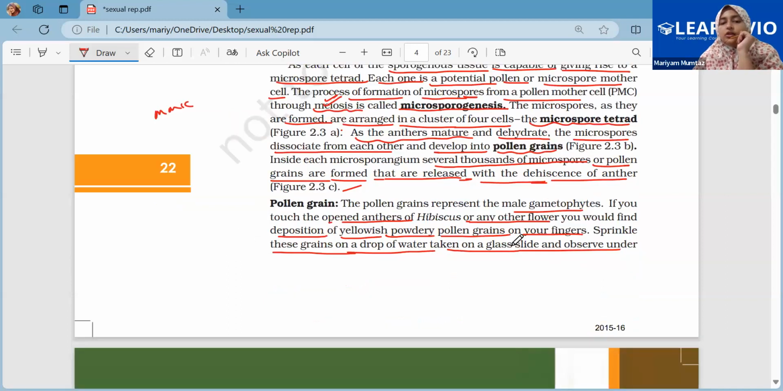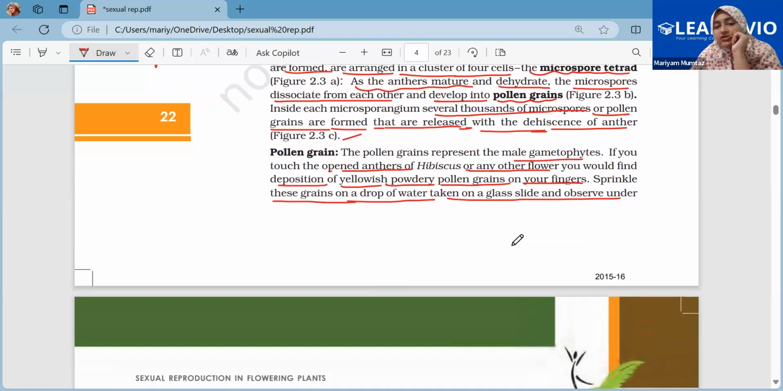All right, now talking about the pollen grain, let us look at its structure and how it looks. You might have seen that if you touch a flower, mostly a hibiscus or any flower, a yellow powdery substance gets deposited on your hand. That is nothing but the pollen grain. It looks powdery because we tend to mash it. It's very tiny, but those are the pollen grains.